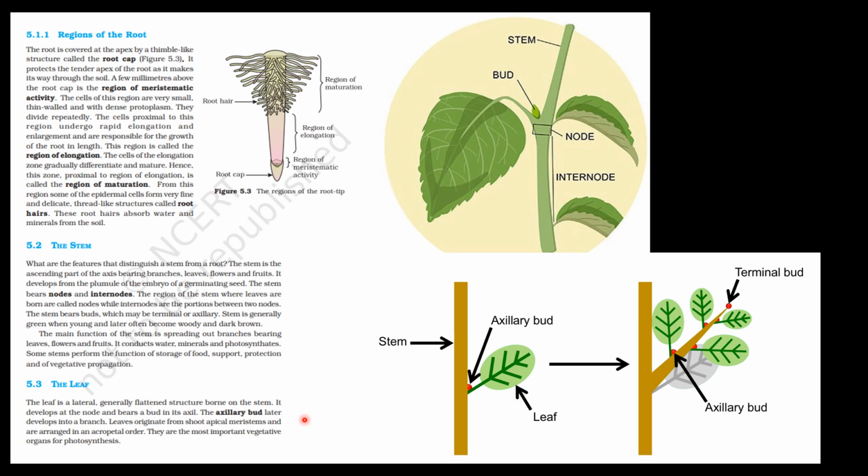Leaves originate from the shoot apical meristem and are arranged in an acropetal order. What is acropetal order? The older leaves will be seen at the base, and the smaller, younger leaves will be seen at the terminal portion. That is called acropetal order. So the leaves are arranged in an acropetal order.